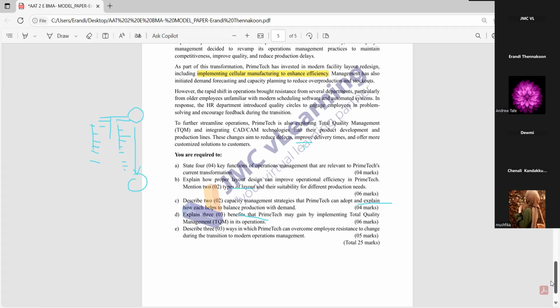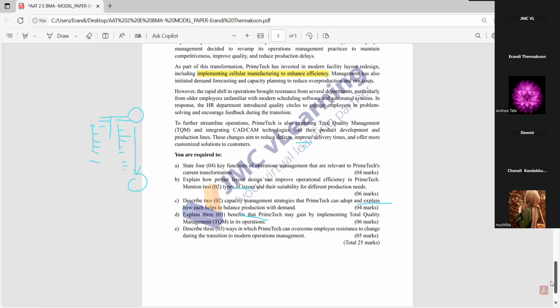human resource. And also it will reduce the transportation time and it improves the work productivity. At Prime Tech, a new layout will minimize the delays and support lean manufacturing principles. So you have to combine the answer with Prime Tech. At Prime Tech this happens, this can be done. Right? You have to mention that.